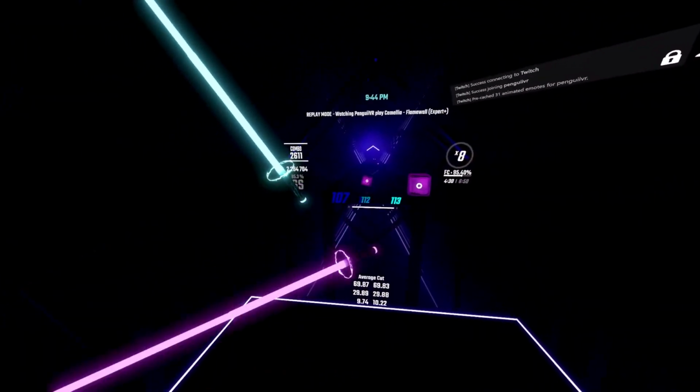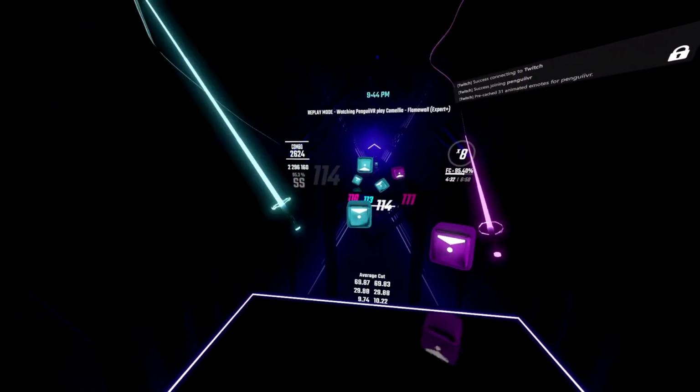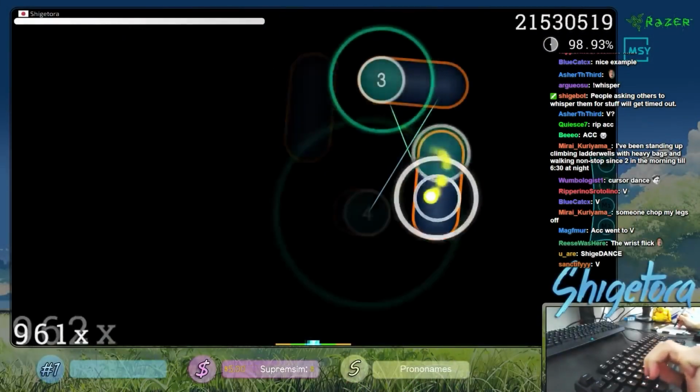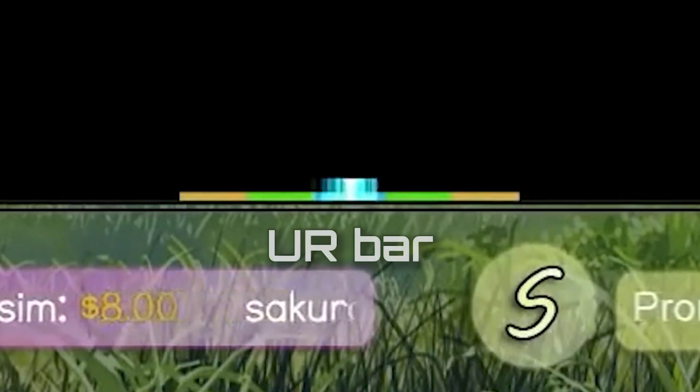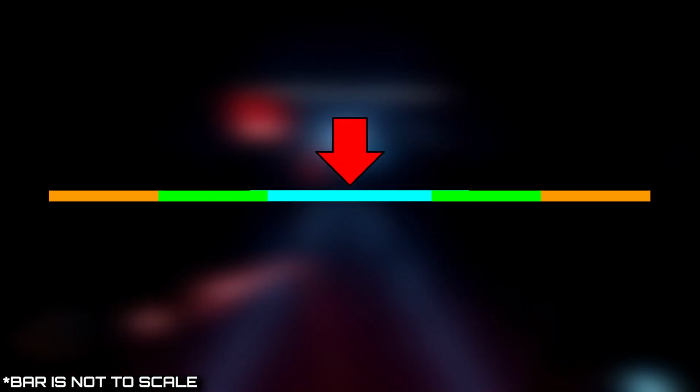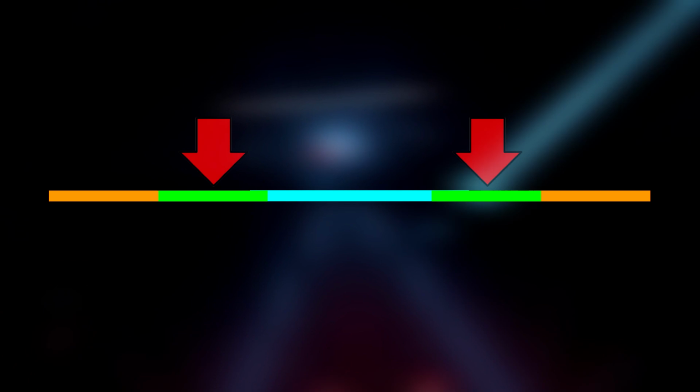When hitting a note, there will be a time frame where you have to hit the note to get the most amount of points. We can visualize this similar to how Osu visualized their unstable rate bar. The blue section represents a perfect timing. The green section is a good timing. And the orange section is a mediocre timing. Anything outside of that bar is a complete miss.